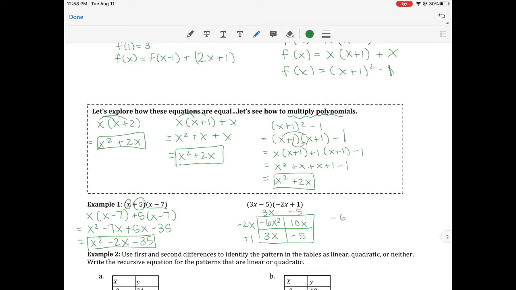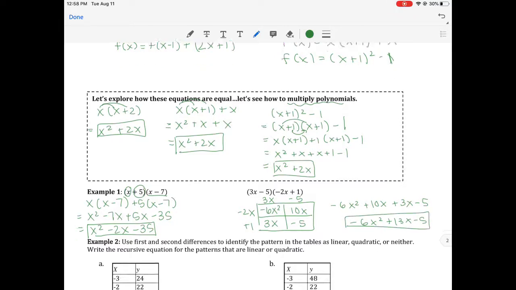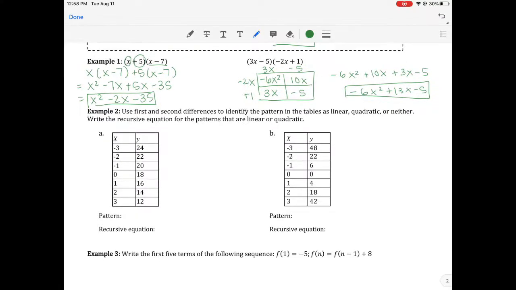So now if I rewrite this, negative 6x squared plus a positive 10x plus a 3x minus 5, I end up with negative 6x squared plus 13x minus 5. Doesn't matter to me which format you like, choose the one that works better for you. Okay, got two more examples to look at.